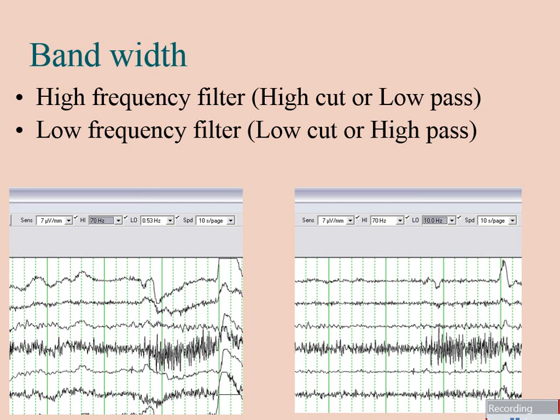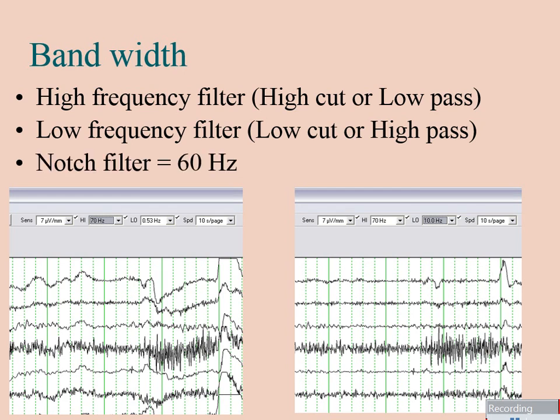So there's always this balancing act between cleaning up your signal, getting a pretty looking signal, and getting rid of the noise that might obscure your information. And on the other hand, if you filter too much, then you filter out the information you're looking for. So there's always a balancing act there.